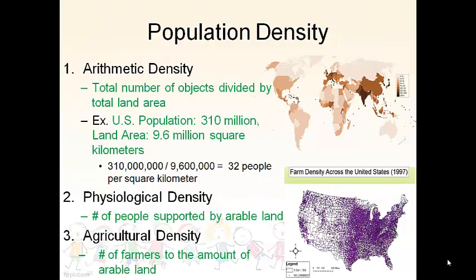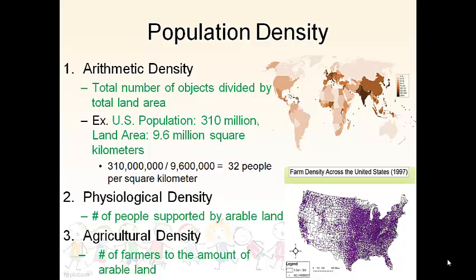And finally, population density. You've heard these three terms before. I'm going to go over them again, and we're going to talk about them for one whole day in class again. You have arithmetic density, which is just the total number of objects divided by the total land area. They usually use population for this. So look, I gave you an example here. The United States population, yes, it's more than 310 million. Let's just use 310 million. And our land area, which doesn't really change, is 9.6 million square kilometers. So what you do is you take the first number, population, or the object, and you divide it by the area in which you are using. Hence, we have about 32 people per square kilometer. Now, that differs among different countries, and we'll talk about that in class.